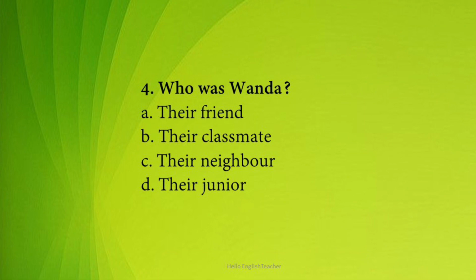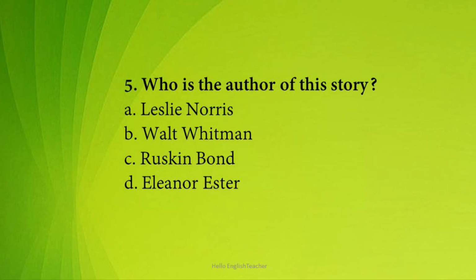So, question number 4. Who was Wanda? Their friend, their classmate, their neighbor, their junior. So, Wanda is their classmate. So, they were waiting for Wanda to have some fun. Now, let's look at question number 5. Who is the author of the story? Leslie Norris, Walt Whitman, Ruskin Bond or Eleanor Estes. So, the answer is D, Eleanor Estes.